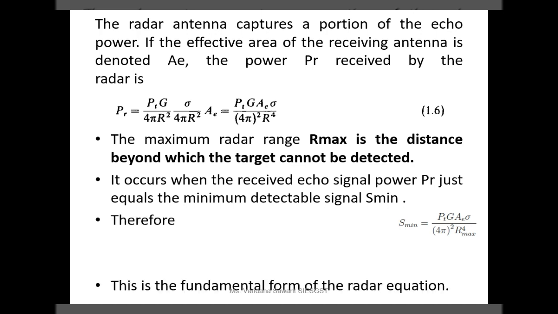Now we can find out the maximum radar range equation by rearranging the terms of this equation. So Rmax is equal to PtG Ae sigma upon 4 pi square S minimum, raised to 1 by 4, and this is the fundamental form of a radar equation. In this fundamental form of a radar equation we have two antenna variables, that is G, the gain of the antenna, and Ae, which is the effective area of the antenna.